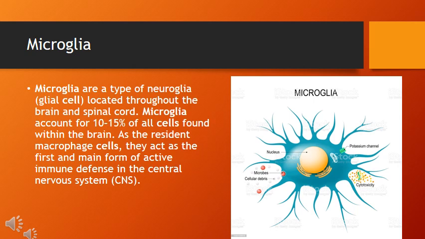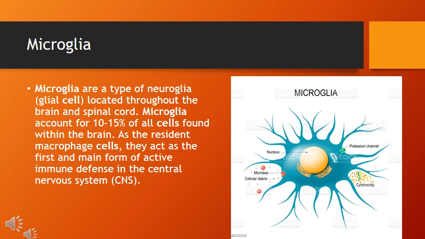Microglia accounts for 10 to 15% of all cells found within the brain. As the resident macrophage cells, they act as the first and the main form of active immune defense in the central nervous system. Microglia are specialized macrophages capable of phagocytosis that protect the neurons of the central nervous system.